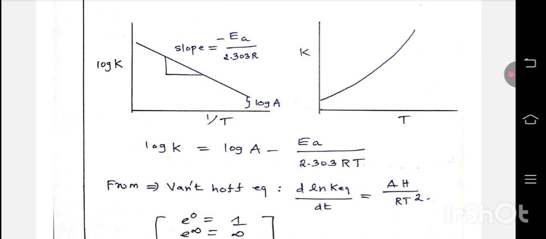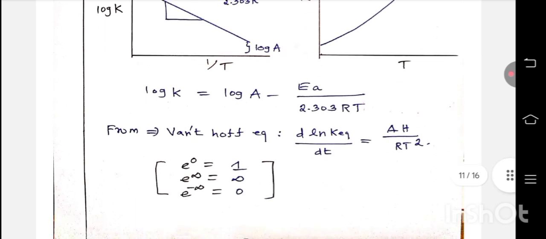The Arrhenius equation is derived from the van't Hoff equation. The van't Hoff equation is d ln K equilibrium divided by dt equal to del H divided by RT square. For mathematical purpose, we know e power 0 equal to 1, e power infinity equal to infinity, e power minus infinity equal to 0.